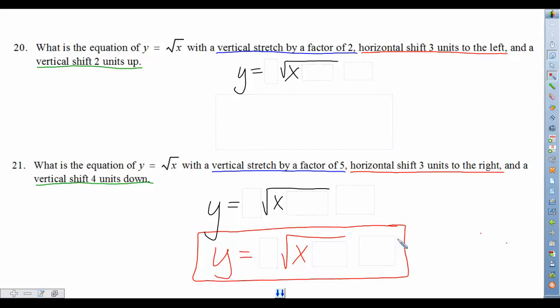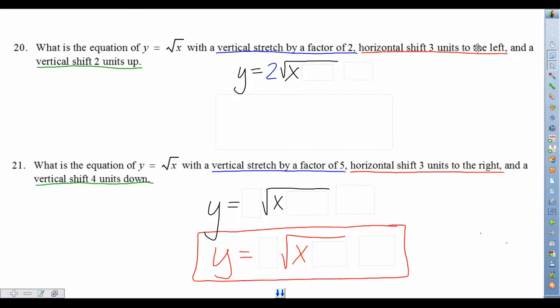Alright, okay, so question number 20. You've seen this song and dance in many different forms and versions. This one's no different. Now we're just doing it with radical functions, more specifically square root functions. So if we take the parent function square root of x and do a vertical stretch by a factor of 2, we should know where to put that. That always goes as a multiplier. They even give you the keyword there, factor, so we know to put our 2 right there.